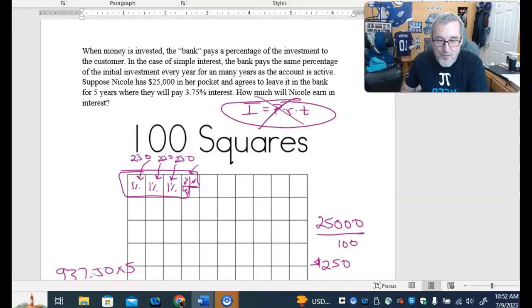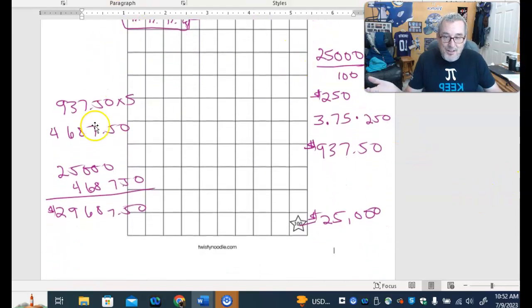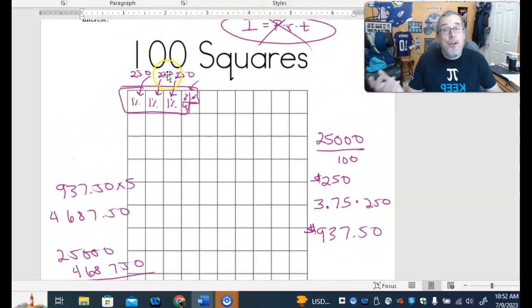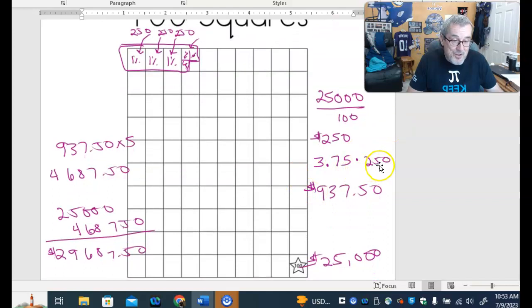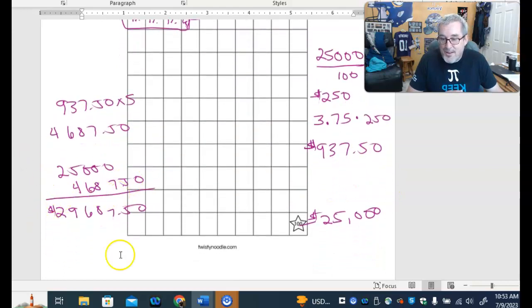I don't even think we need the formula. We just need thinking. So there's $25,000 in total. So 100% is $25,000. Therefore, what would 1% be? Well, 1% would be $250. Therefore, 3%, 3 of those. Therefore, 3.75 copies of $250 would be this much money. And if she earns that much money every year for 5 years, then at the end of the 5 years, she has this much money.